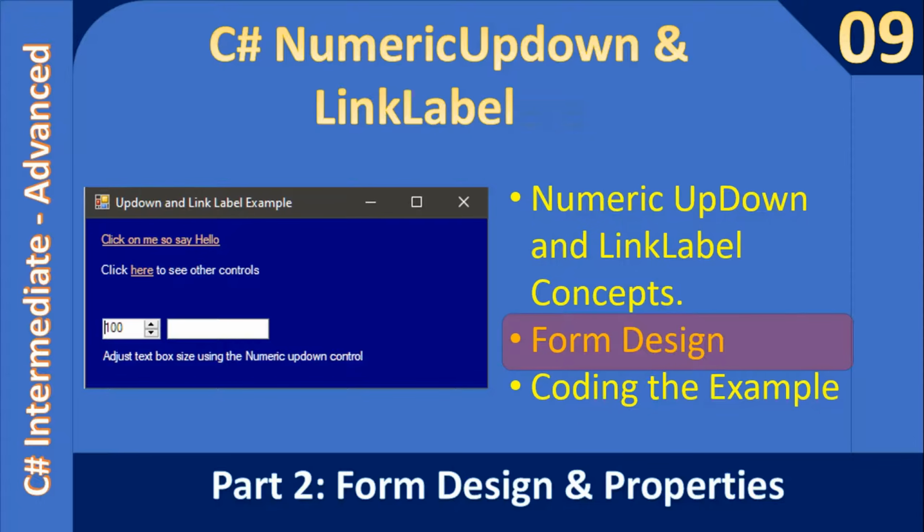In the last video, we looked at the basics of NumericUpDown and LinkLabel control. So by this time, you have an idea of what this control can do for us. Now let's create the example, and in this part 2, we will talk about the form design and all the property settings required.